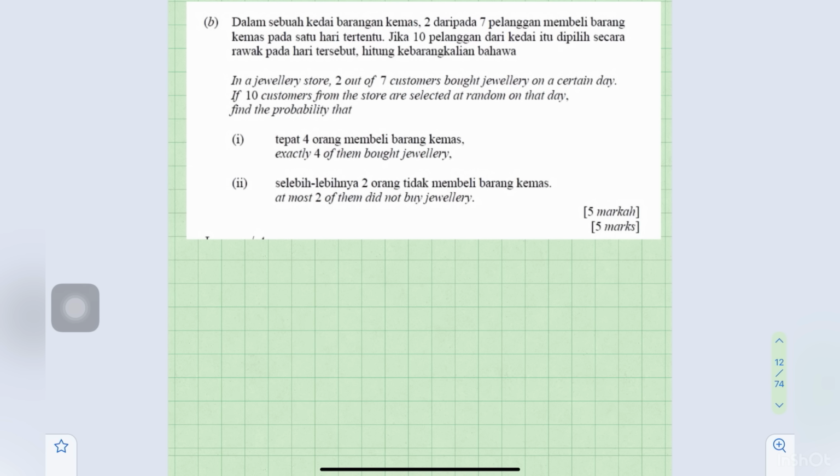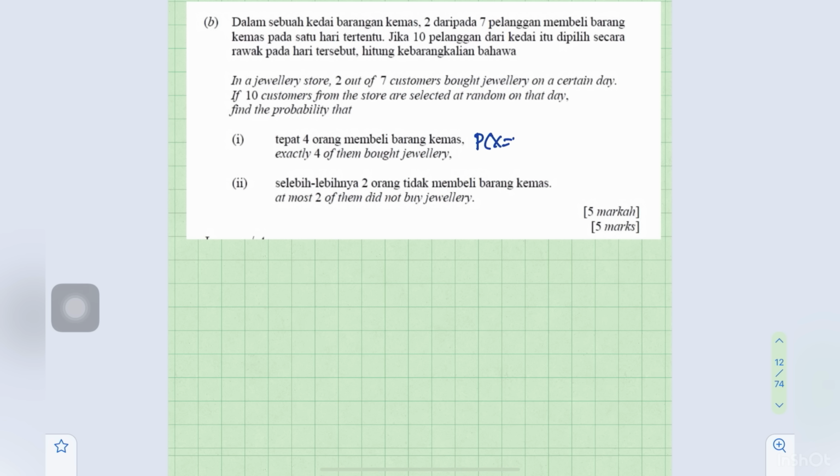7B, in a jewelry store, 2 out of 7 customers bought jewelry on a certain day. If 10 customers from the store are selected at random on that day, find the probability that exactly 4 of them bought jewelry. Okay, so sekarang ni cerita pasal customer kan. Okay, so and find the probability. So maybe this one we can use binomial.